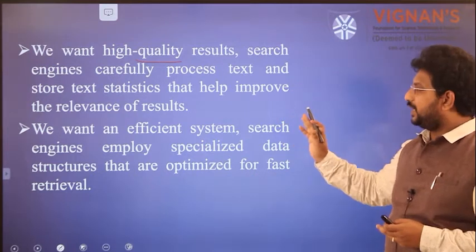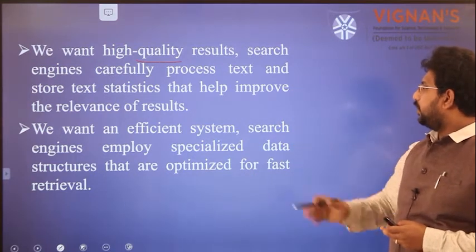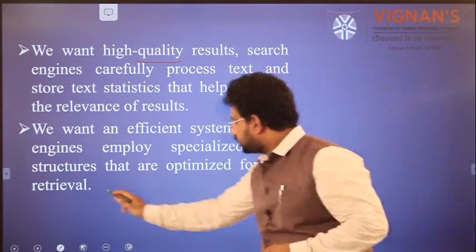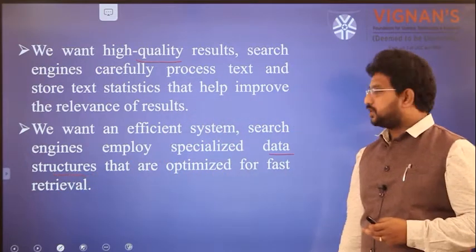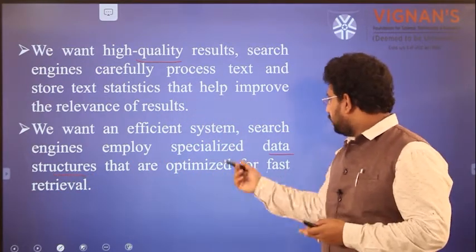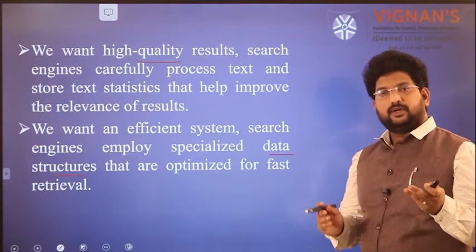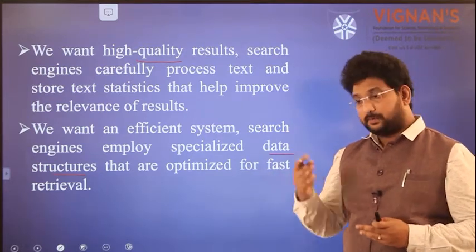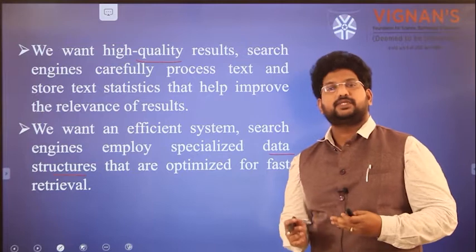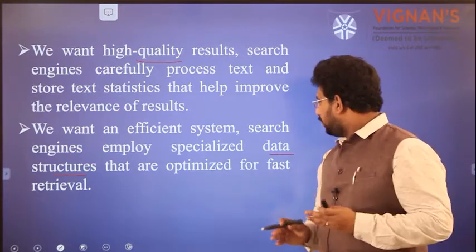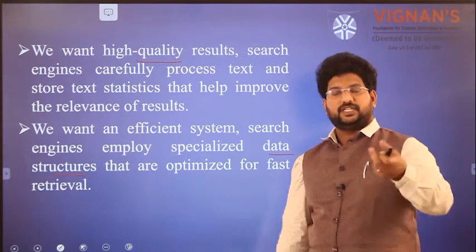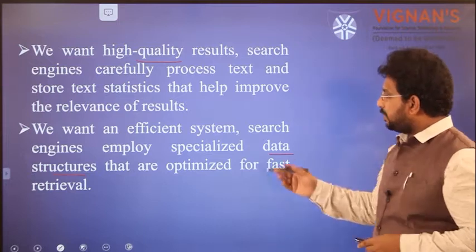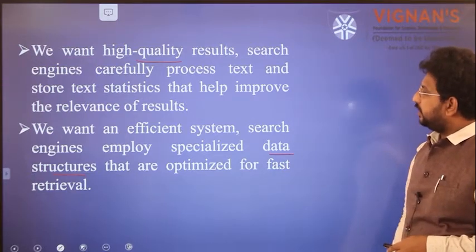And next, if you want an efficient system, search engines employ specialized data structures, and they are optimized for fast retrieval. So we introduce specialized data structures like the inverted index for processing the text, and if you want to process those indexes in an efficient manner, you go for the optimization of those structures. So this is the architecture part.